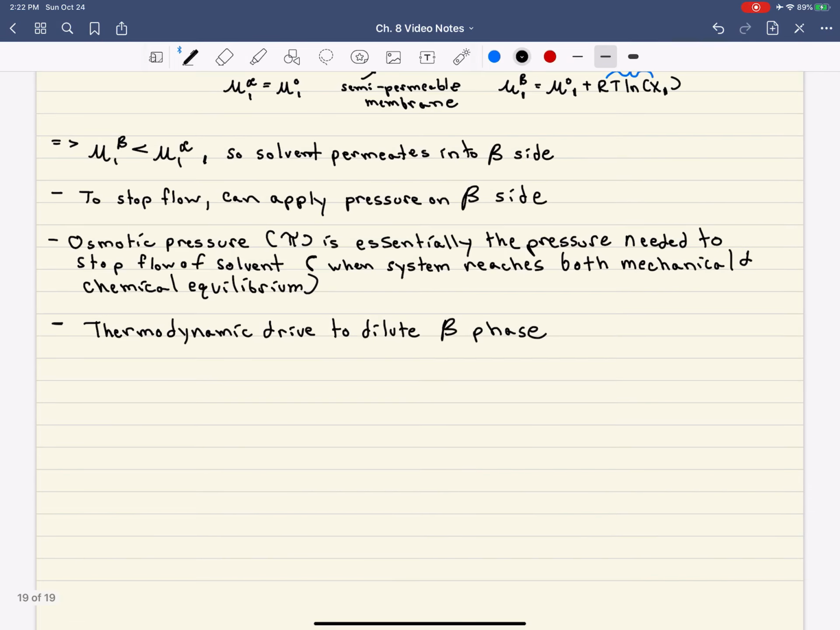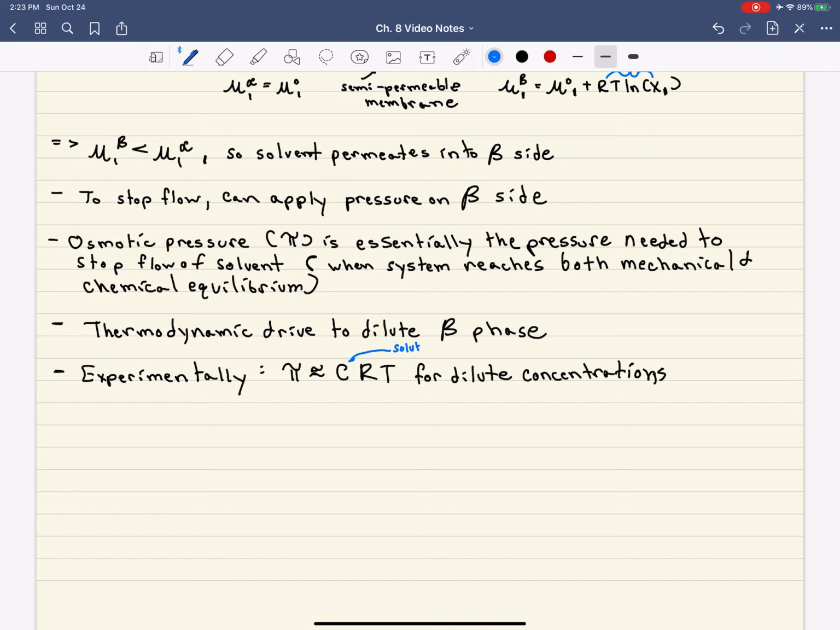All right? And then experimentally, when people have studied the phenomena of osmotic pressure, they've observed that osmotic pressure is approximately equal to the concentration of the solute times RT, for the case where you have dilute concentrations. So this is specifically the solute concentration.